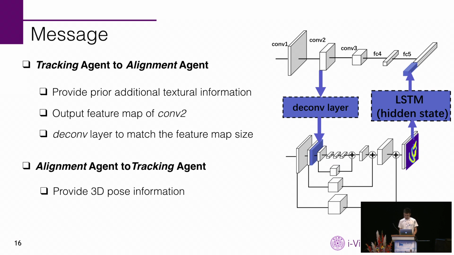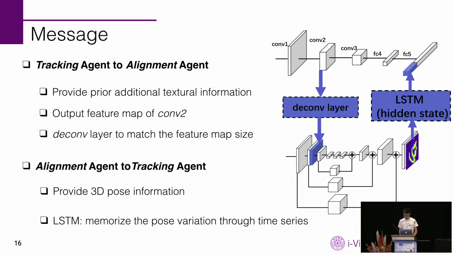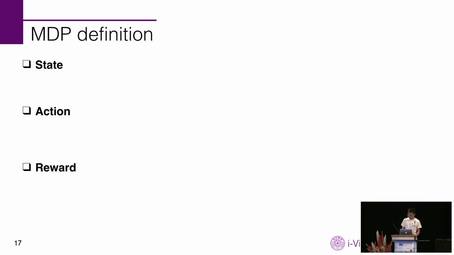For example, if the head in a certain frame turns to the extreme left, then the head has to turn right, or hold on, in the following sequences, and the tracking agent should perform corresponding actions. We take the normalized coordinates of the predicted landmarks as a representation of the 3D pose information and adopt RSTM to memorize the pose variation through the time series. Thus, the tracking agent could adjust the bounding box position according to the facial pose variation.